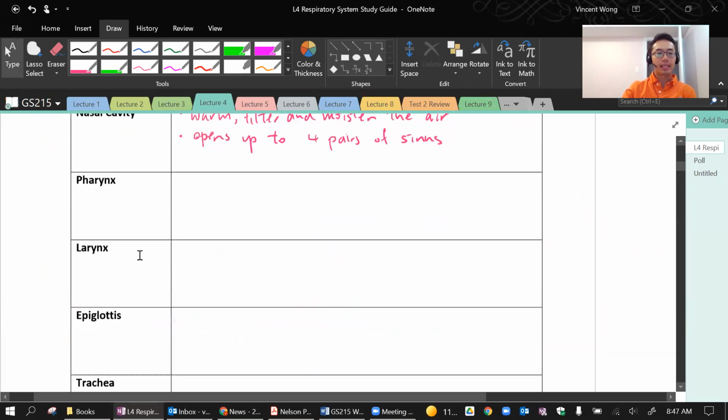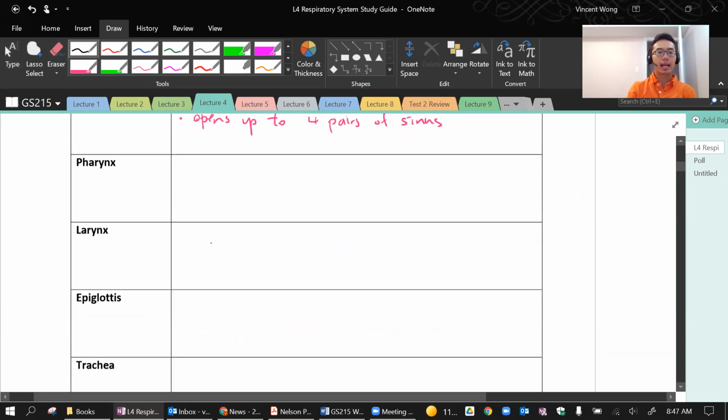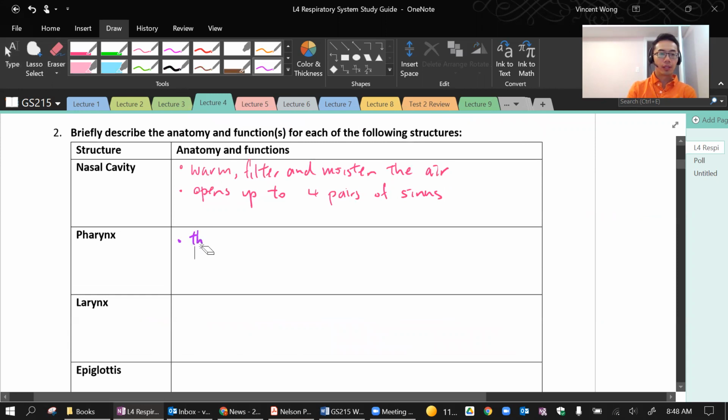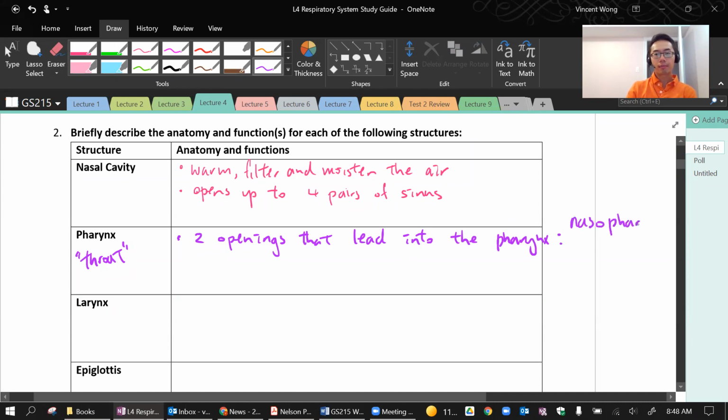Okay, so let's come back to here. The pharynx is also known as the throat. I'll just put here, the throat. So two openings that lead, sorry, my grammar is not too good, into the pharynx. And we already know what they are, right? It is the nasal pharynx for air and the oral pharynx.